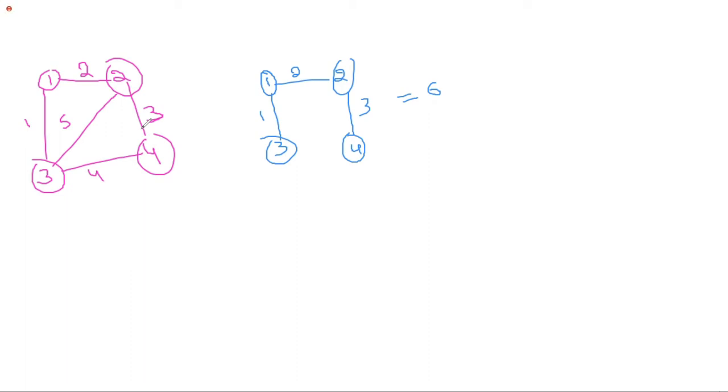1 to 3. 1, 2, 3 is the minimum one. Very good. Next minimum one. No need to maintain the known vertex and unknown vertex. Nothing is there. 1 to 2. 1 to 2 is the minimum one. Next minimum one is the 1 to 2, whose cost is 2. Next minimum one is 3.